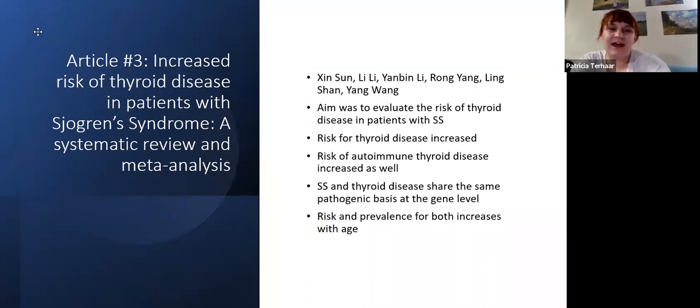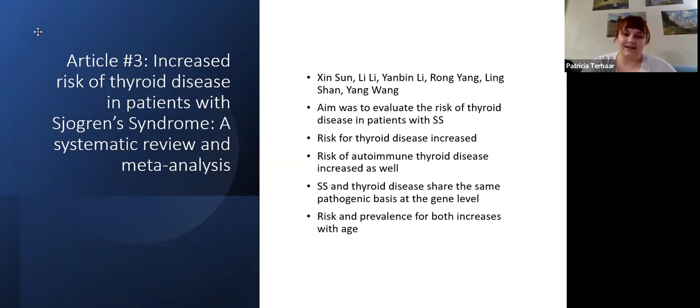The third article that I thought was really interesting while I was researching Sjögren's syndrome was "Increased risk of thyroid disease in patients with Sjögren's syndrome: a systematic review and meta-analysis." The aim of this study was to evaluate the risk of thyroid disease in patients with Sjögren's syndrome. What they found was that the risk for thyroid disease is increased in patients with Sjögren's syndrome, and so is the risk for autoimmune thyroid disease.